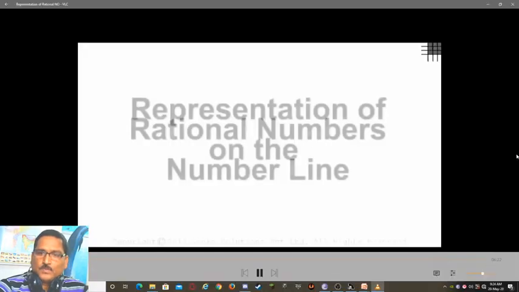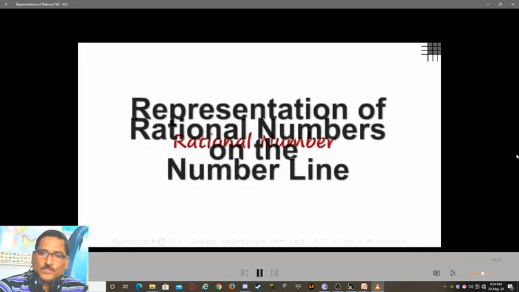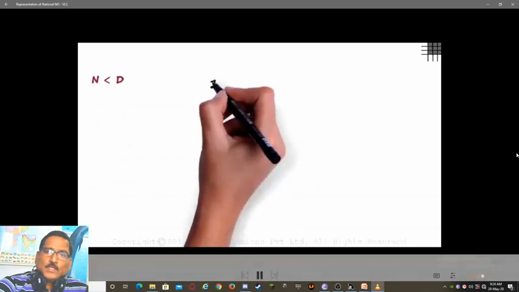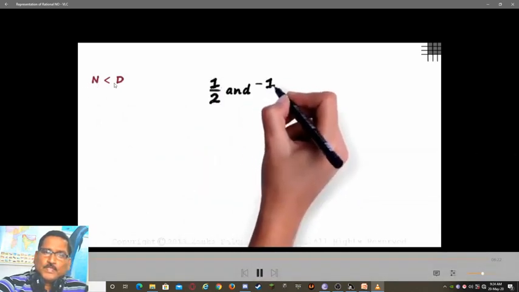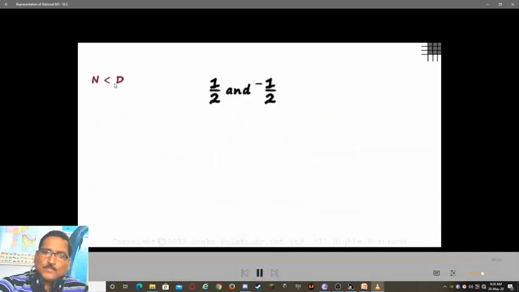One of the categories of plotting rational numbers on the number line properly is when the numerators are less than the denominators. Let's try to plot 1 by 2 and minus 1 by 2 on the number line. First, we see two examples where the numerator is less than the denominator. For 1 by 2, the numerator 1 is less than the denominator 2.